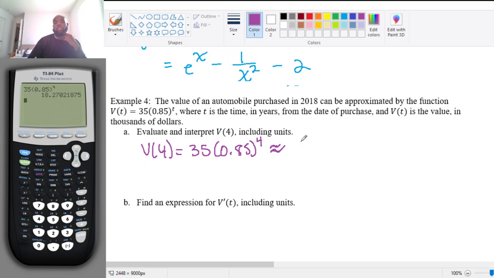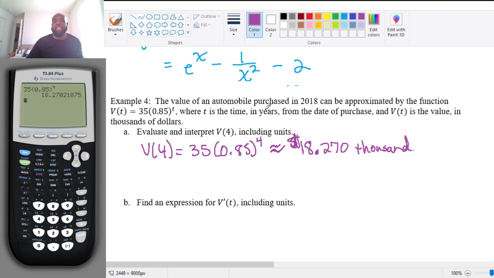So I'm going to say 18.270, and that's going to be my units. This is the value of the car in thousands of dollars. So it's 18.270 thousand, and I put my dollars right here. If you want to write the word dollars, thousands of dollars, you can, but I put my dollar symbol here. All right.